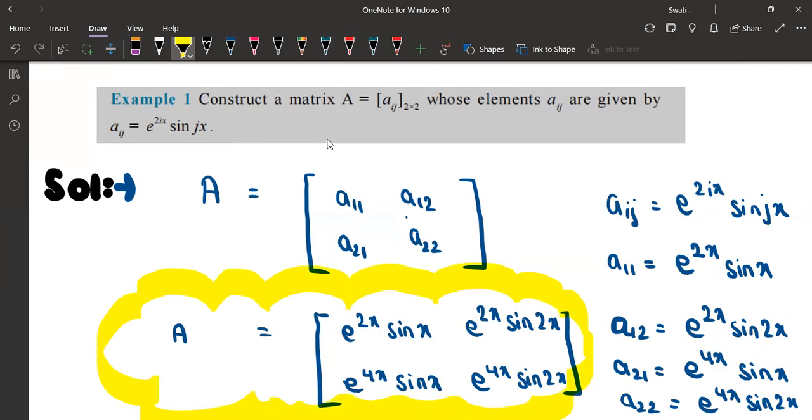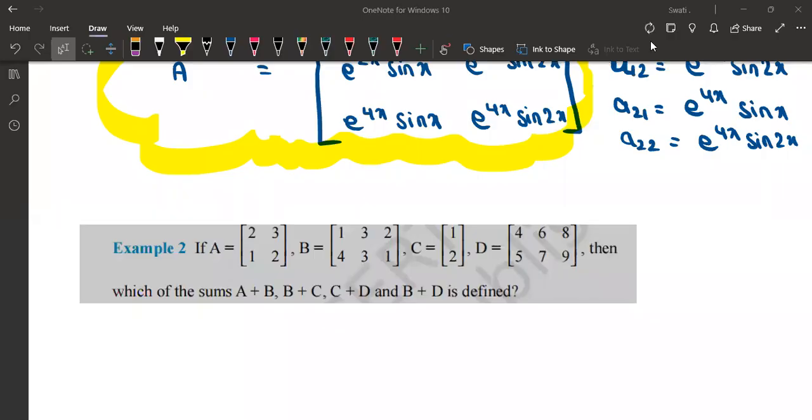All right, now let's move to the second question. If A is equal to [2, 3; 1, 2], B is equal to [1, 3, 2; 4, 3, 1], C is [1, 2], and D is [4, 6, 8; 5, 7, 9], then which of the sums are defined?